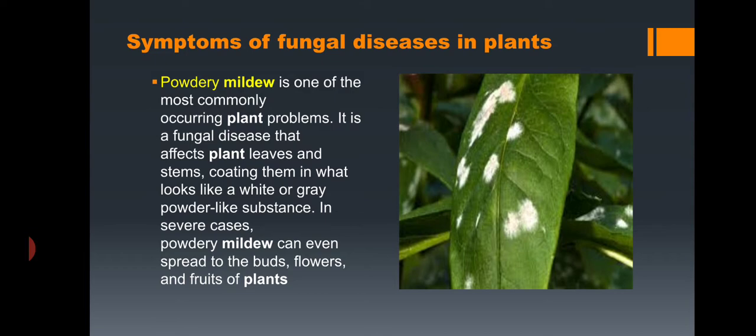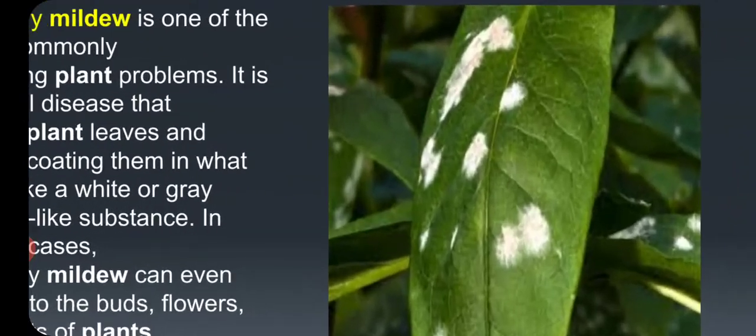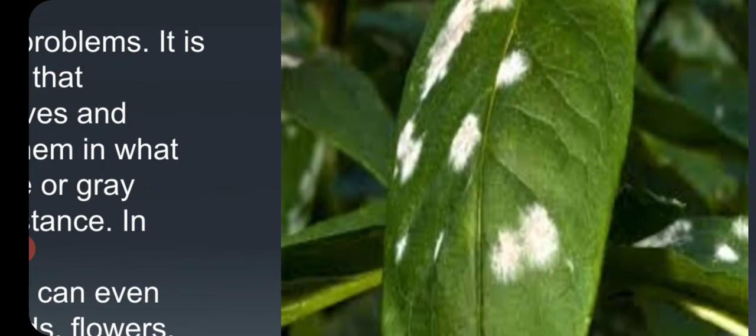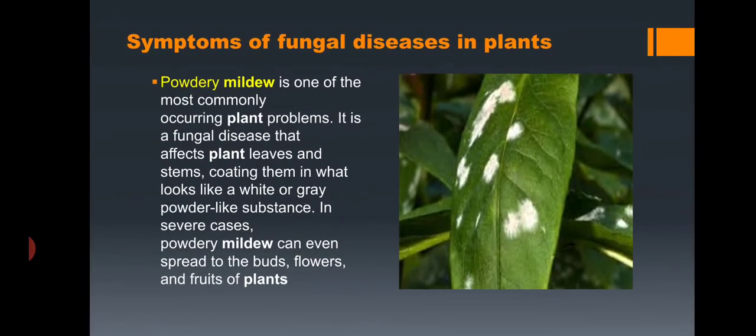Each slide or each plate explains symptoms with photographs. Each of these symptoms may ask for a 1-mark or 2-mark question. First, the commonest fungal symptom is powdery mildew. From this figure or photograph itself we can see these powdery masses. Then we can identify it as a fungal disease called powdery mildew, and it is one of the most common plant disease symptoms or plant problems.